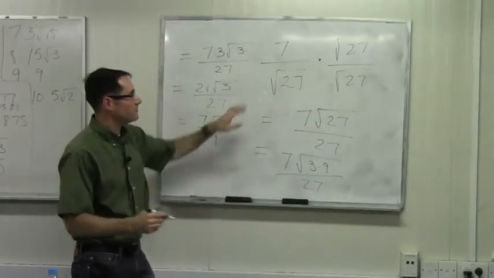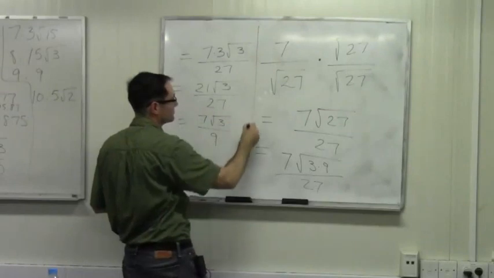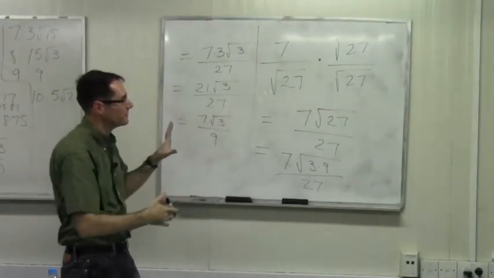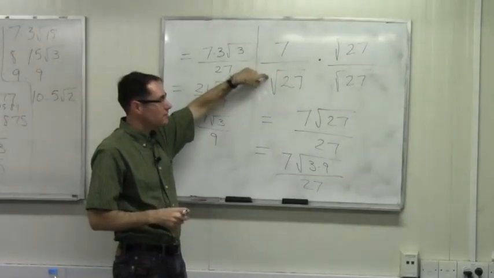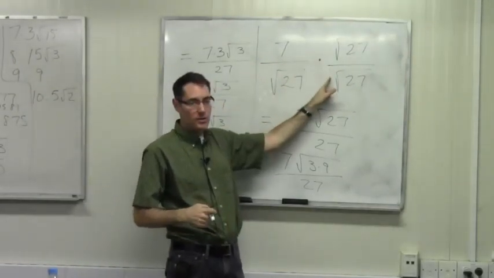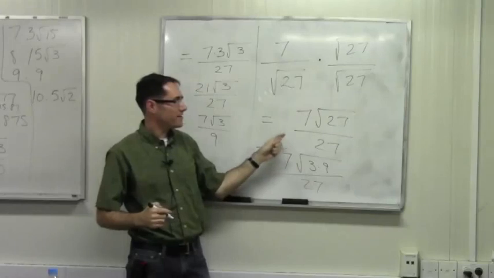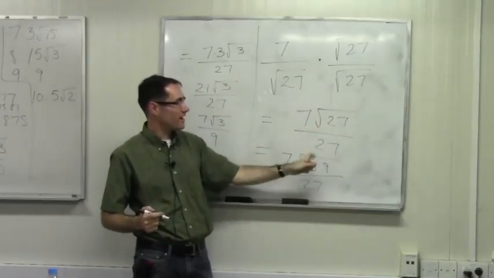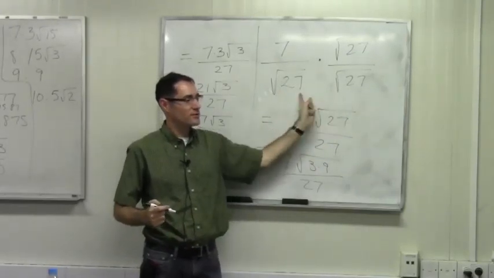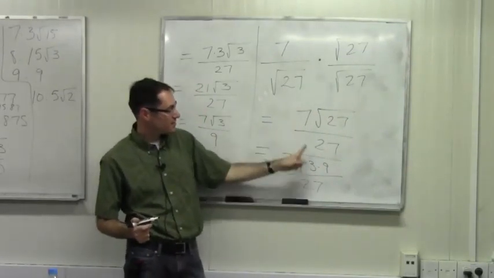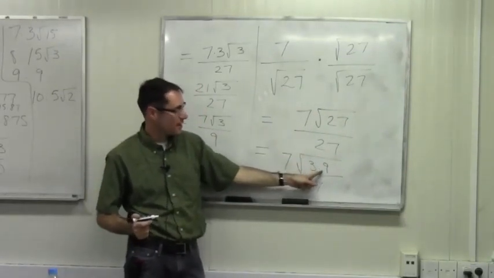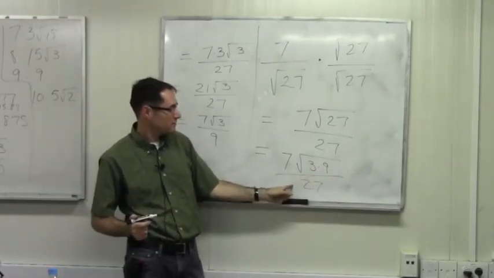Okay, this is how we do it. Sorry, I should start on this side of the board. Starting here, 7 divided by the square root of 27. I multiply both the top and the bottom by the square root of 27. That gives me 7 times the square root of 27 divided by 27. The square root of 27 times the square root of 27 is just 27. That means it's 7 times the square root of 3 times 9. I'm trying to just reduce this, divided by 27.